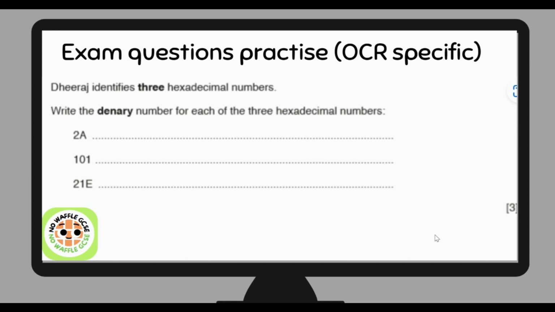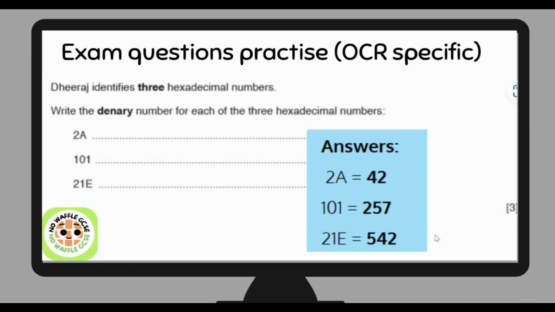Here's another exam question practice. So Dheeraj identifies 3 hexadecimal numbers. Write the denary numbers for each of the 3 hexadecimal numbers. So you've got 2A, 101, and 21E. And the answers are 42, 257, and 542.